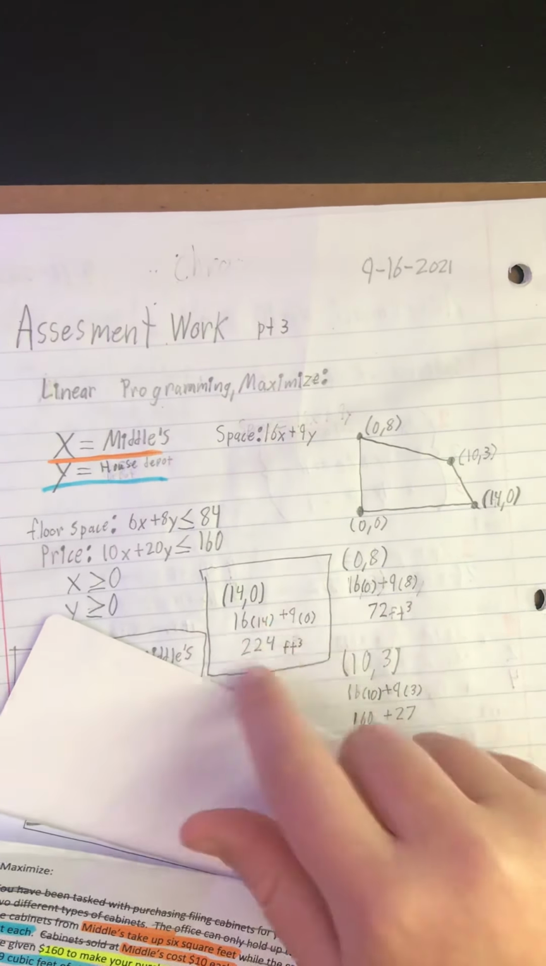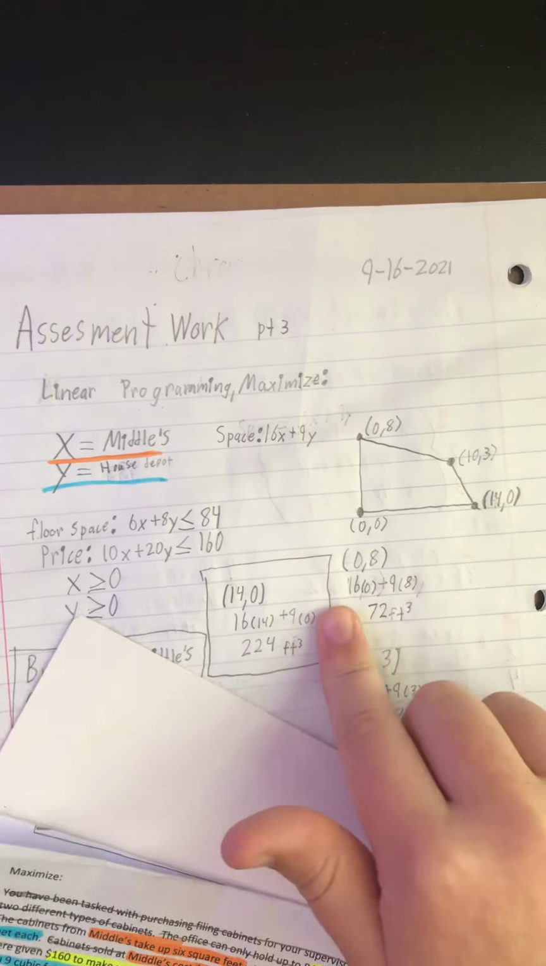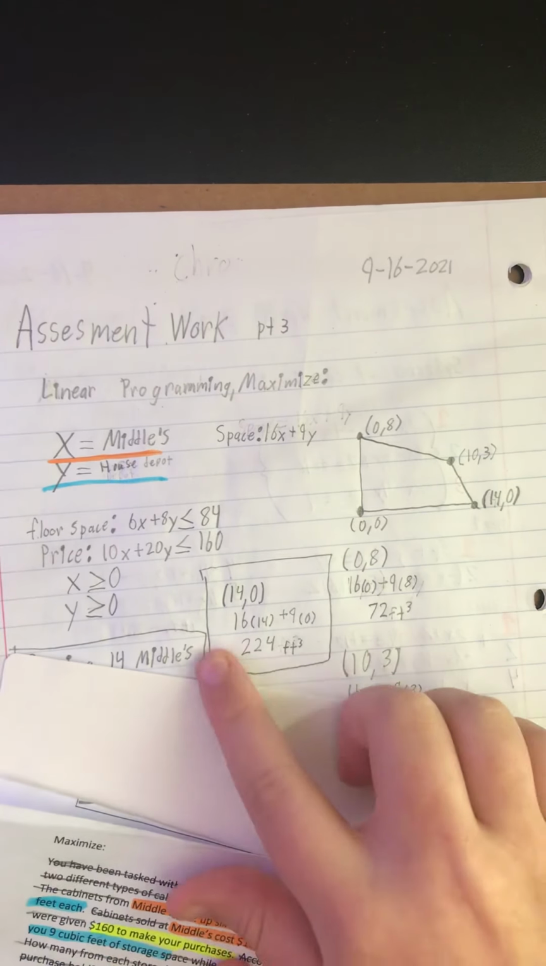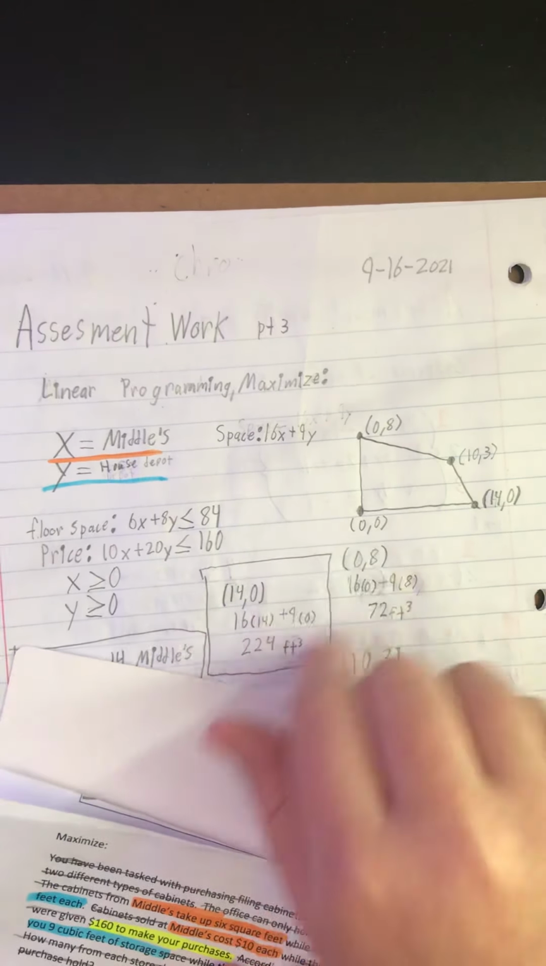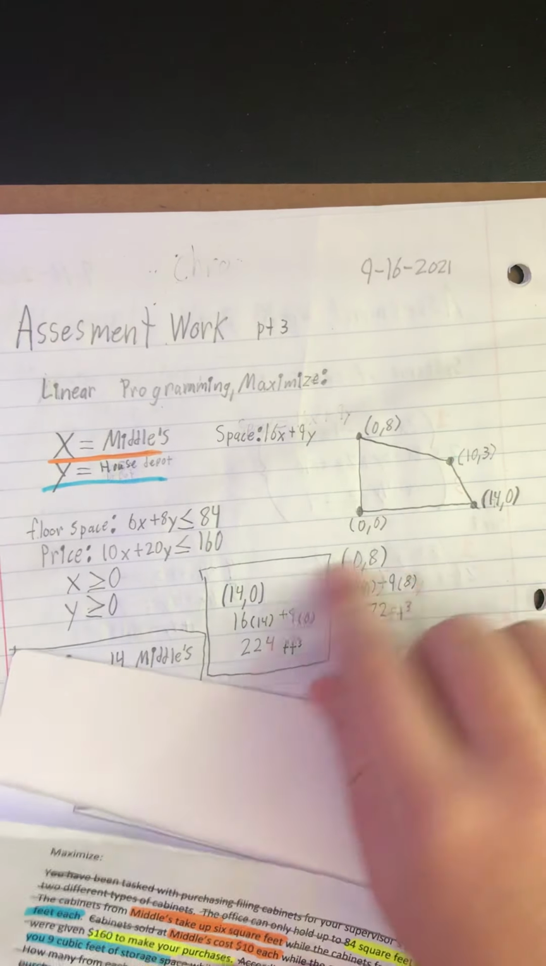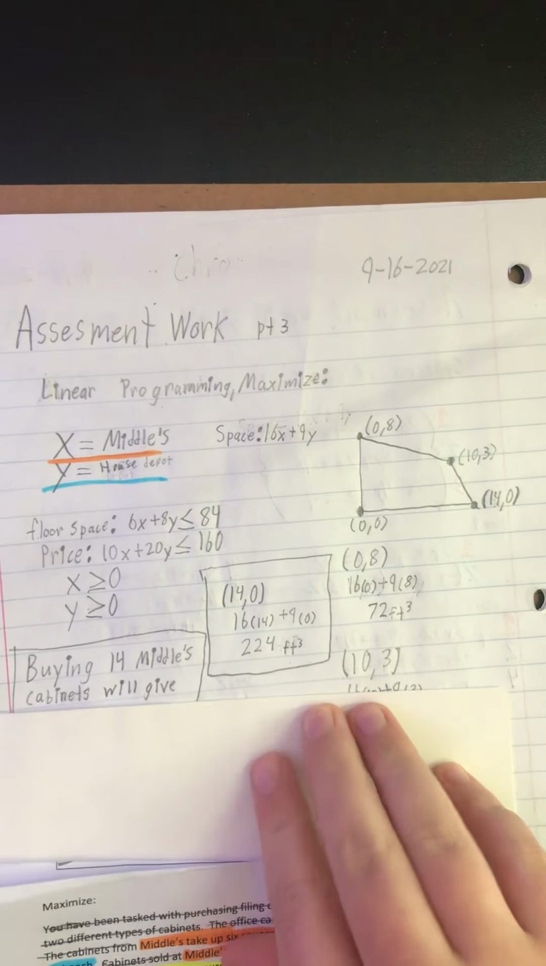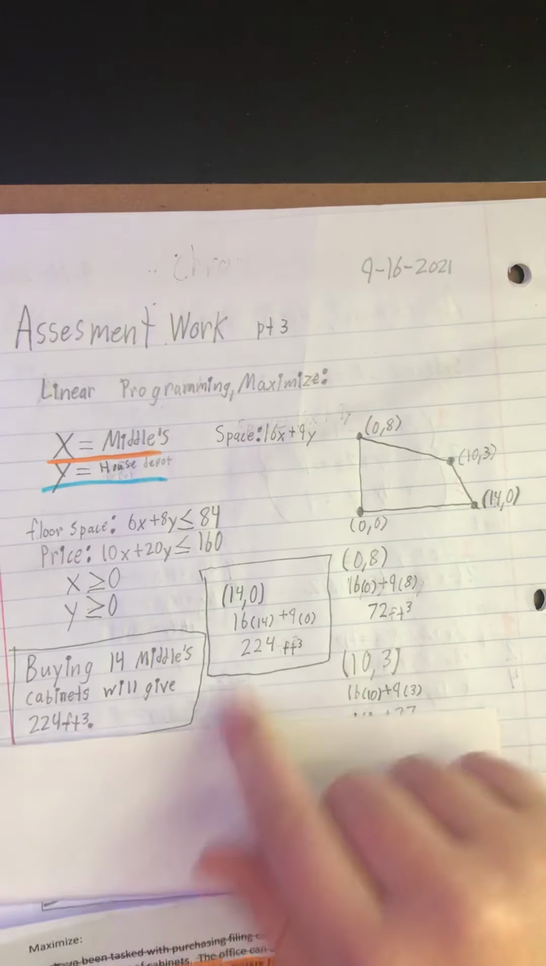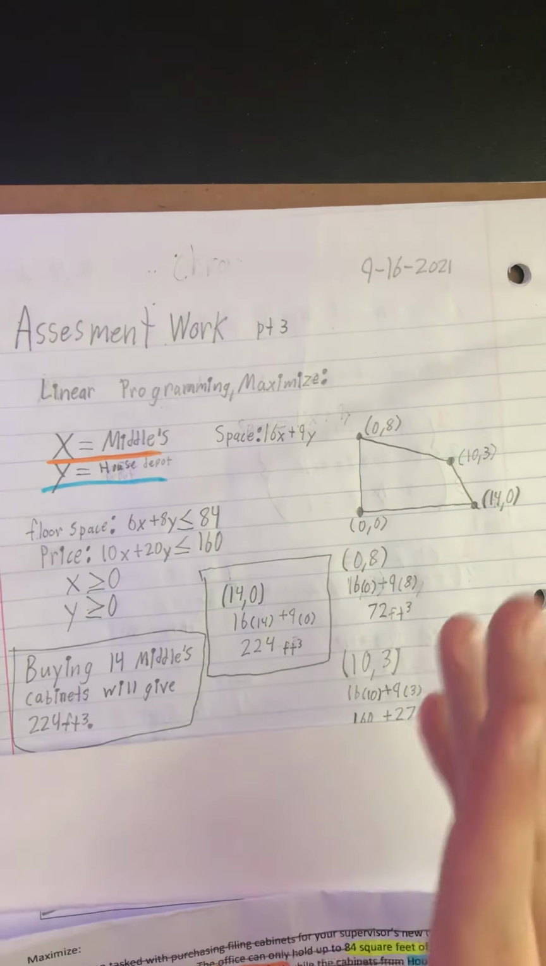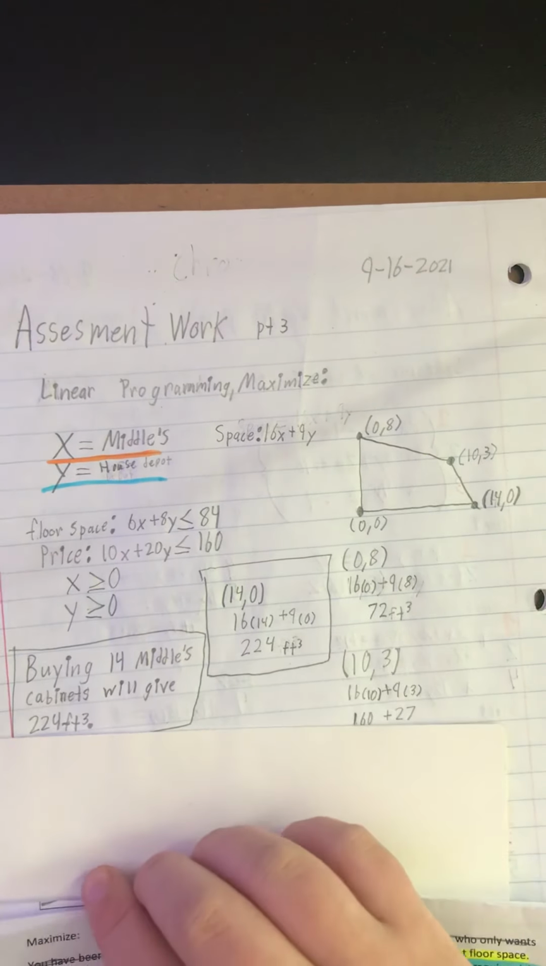So this is our optimal solution, but before we're done, we always want to write a one-sentence explanation of our solution. So I wrote, buying 14 Middles cabinets will give 224 cubic feet. And that is our solution.